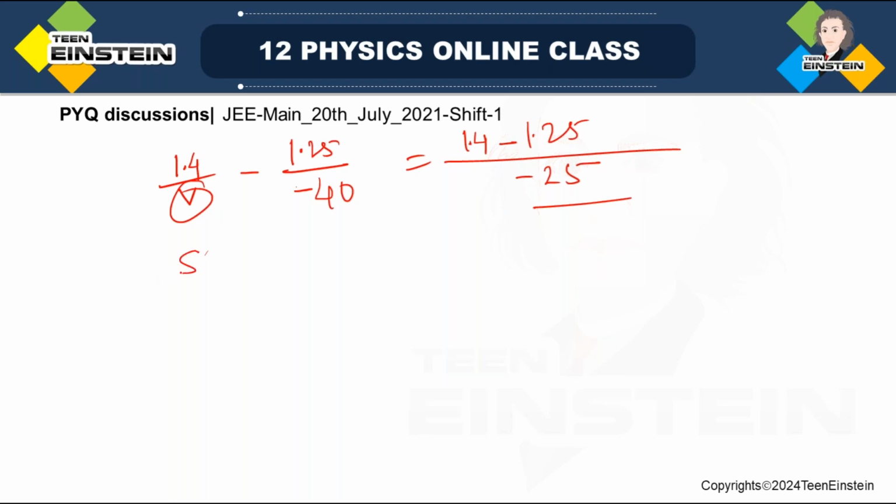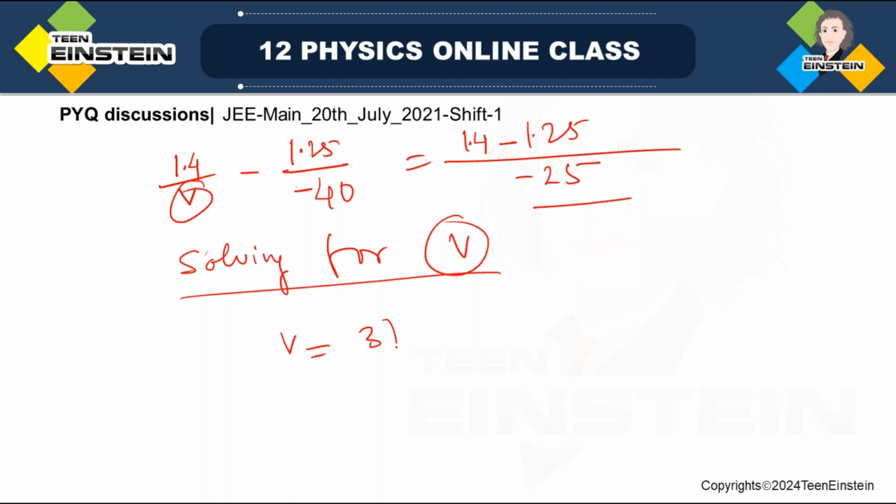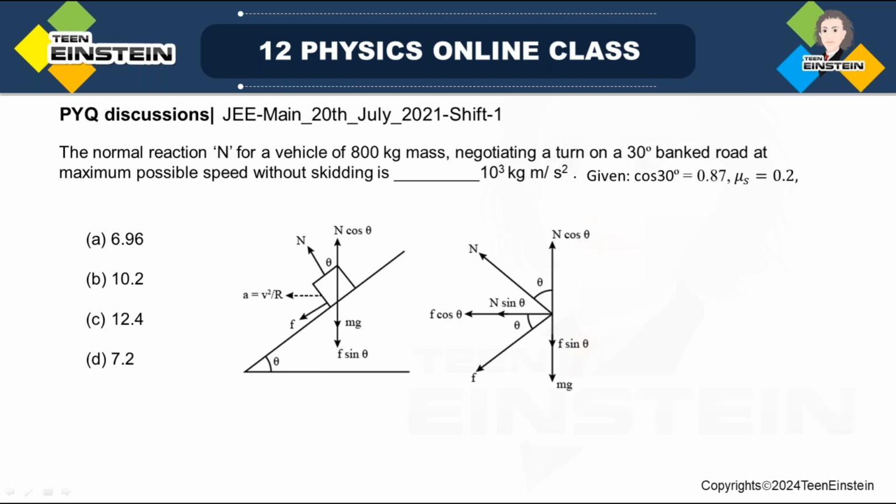If you solve for v, solving for v we will get v is equal to 37.58 centimeter. So if we solve this equation, we should be able to get, with the minus sign obviously here, minus 37.58 centimeter. Now we'll go to the next problem.